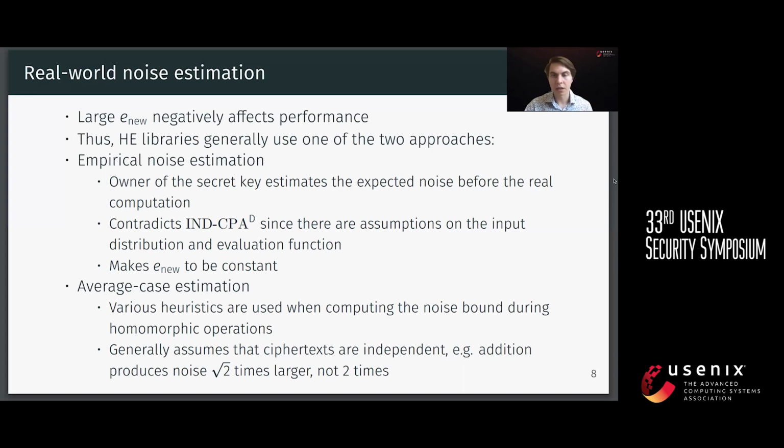And there is a second approach, average case estimation. Here it's dynamic: each ciphertext has a bound on the noise, and during the homomorphic operations, various heuristics are used to compute the new bound. What is interesting is the assumption that the ciphertexts are independent, which means that if we add two independent ciphertexts, the noise bound should be square root of 2 times larger. Whereas if we add the same ciphertext, we can get noise 2 times larger. And this idea is essentially what we do in our real attack: we abuse the expectation versus the reality.